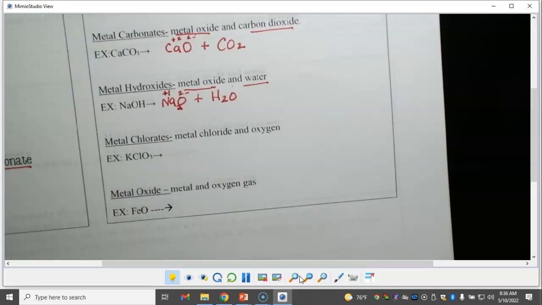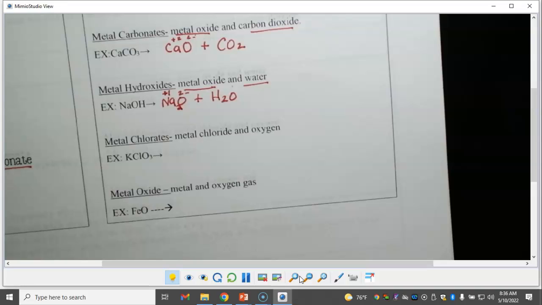I'm going to go back to my solubility chart and I'm going to look for sulfates. Sulfates are aqueous unless it's bonded to strontium, barium, or lead. So is this bonded to strontium, barium, or lead? Nope. So this guy is aqueous. This means that this cannot happen. No reaction.